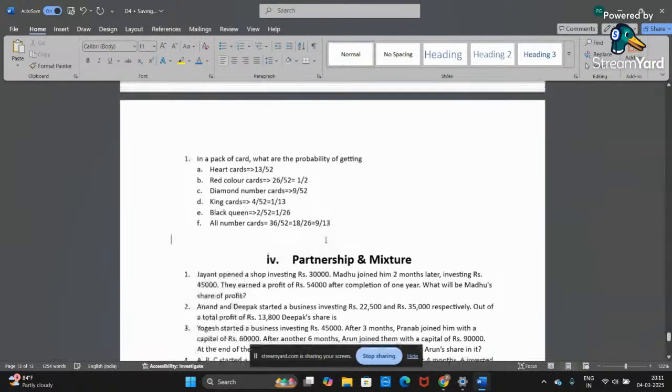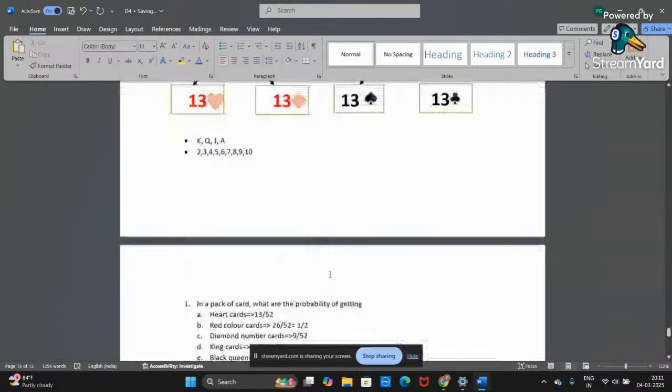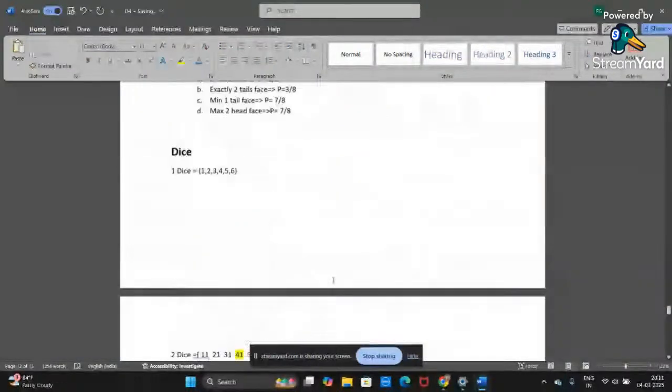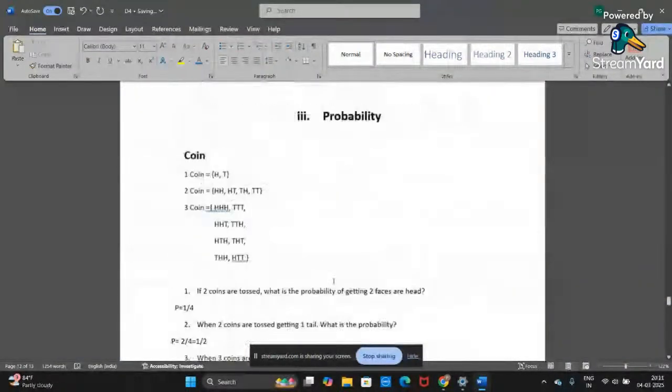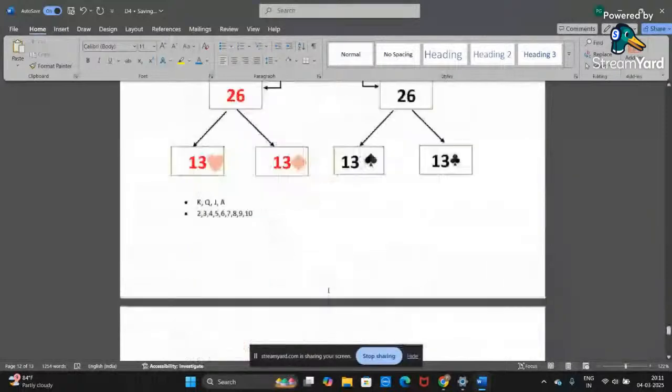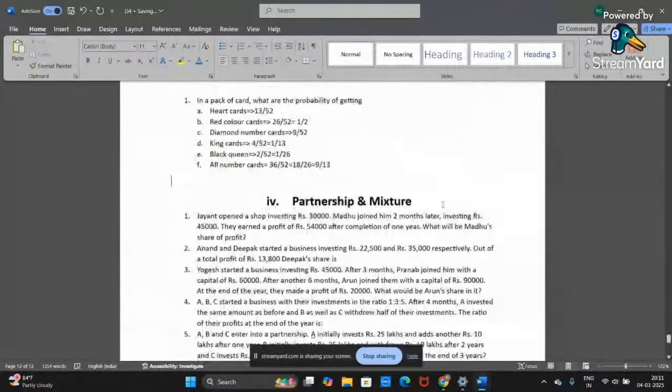Okay. These are the few questions on cards, dice, and coins. Now let's move on to the next topic called partnership and mixture.